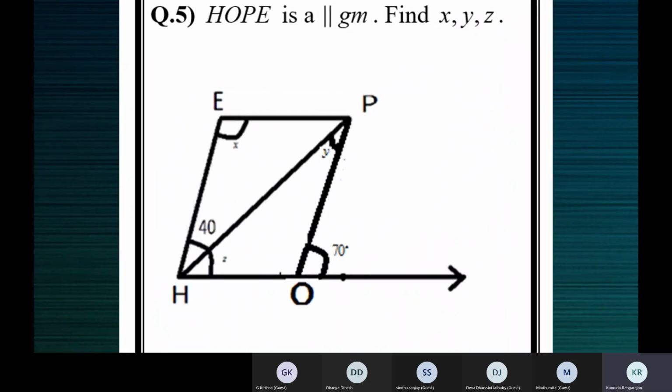What's the value of x? Yes, children, what is the value of x? 110 degrees, ma'am. How? Found A, ma'am. Which one will you mark off as A? Near that 70 degree, ma'am, which is that linear pair.